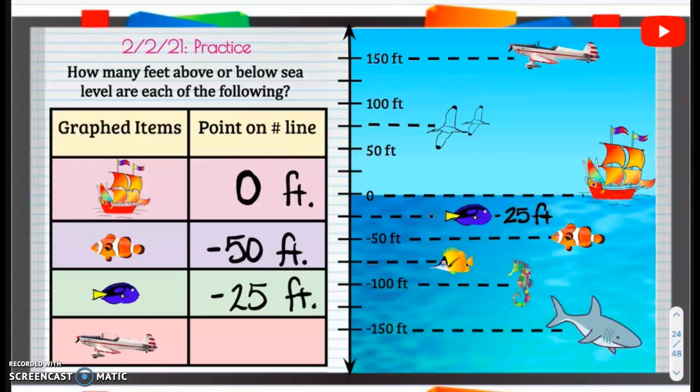And then we have our lovely plane up here, and that is at, whoop, whoop, 150 positive feet. And that's going to be it for our practice. Easy peasy, lemon squeezy. Great job.